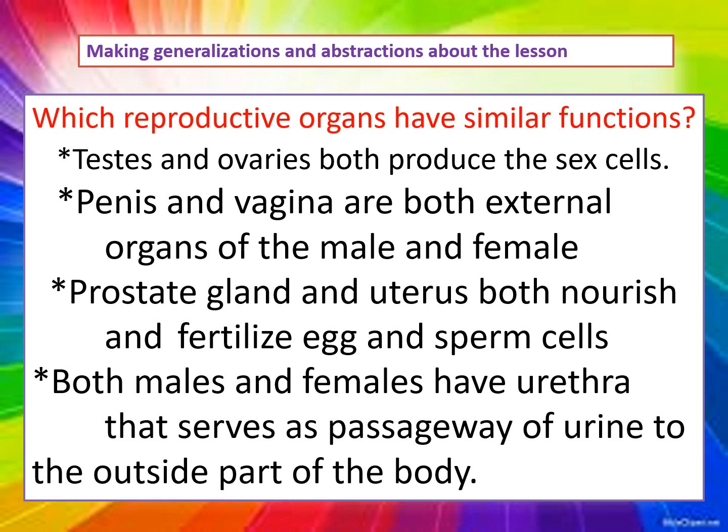Testes and ovaries both produce the sex cells. Penis and vagina are both external organs of the male and female. Prostate gland and uterus both nourish the sperm cells and the fertilized egg. Both male and females have a urethra, which serves as the passageway of urine to the outside of the body.